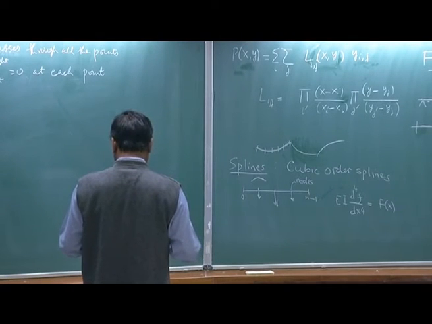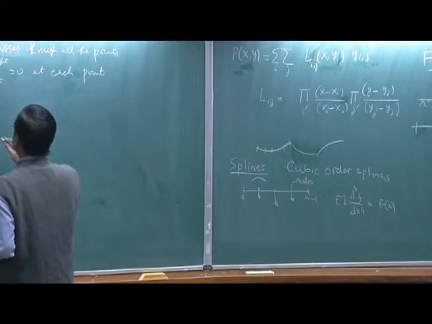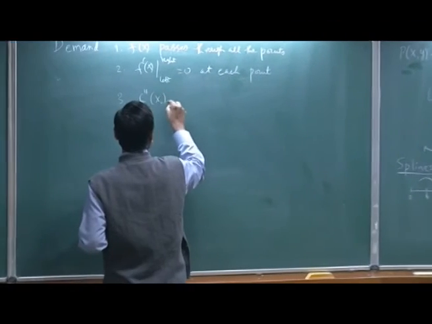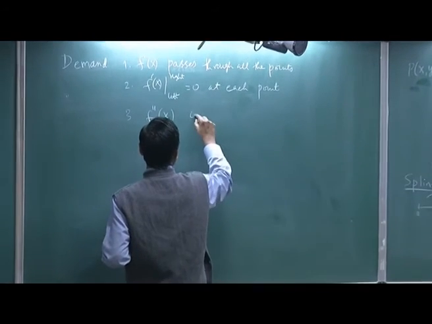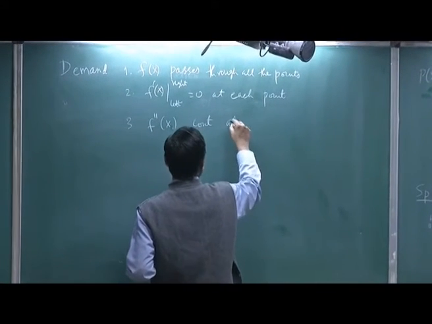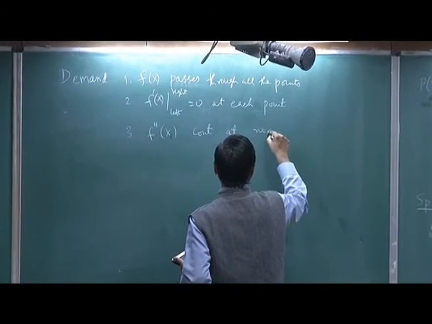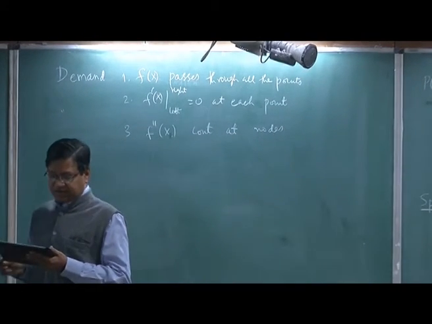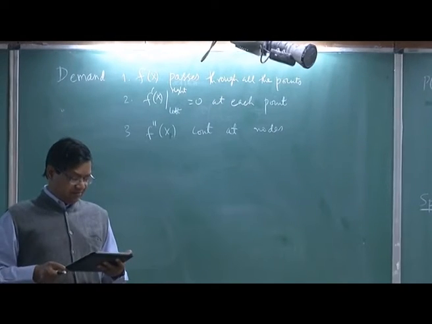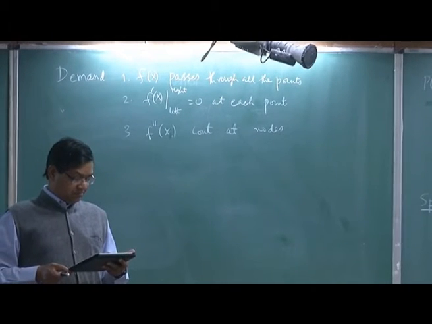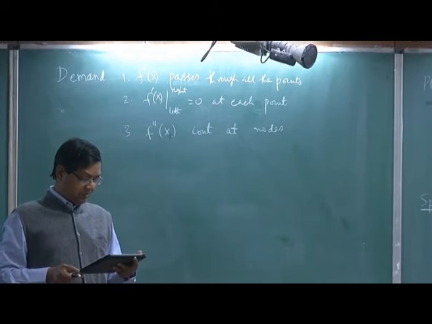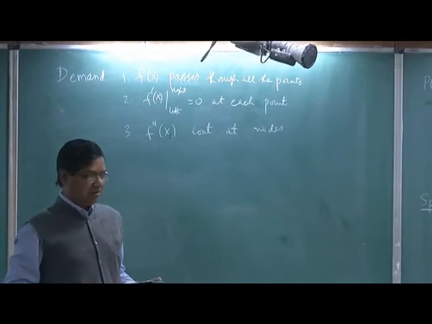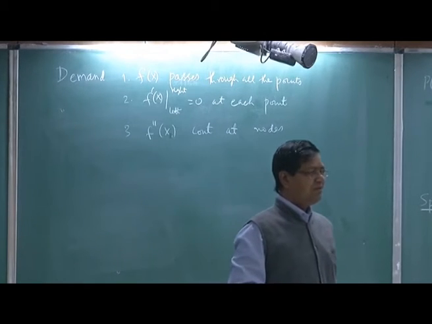In fact, we also demand the second derivative. The second derivative is also continuous. So first order, second derivative, and the curve. These are the things which are demanded of this function. Now, how do I construct the function?